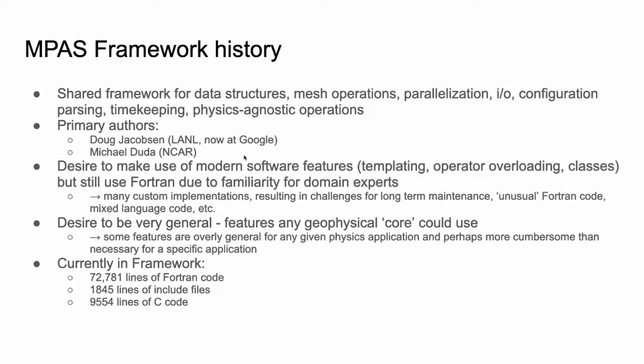And as of when I looked the other day, there were about 73,000 lines of Fortran code in framework, plus an additional 1,800 lines of include files defining derived types, and about 10,000 lines of C code. So it's pretty intimidating.